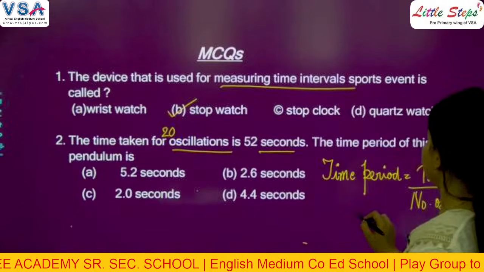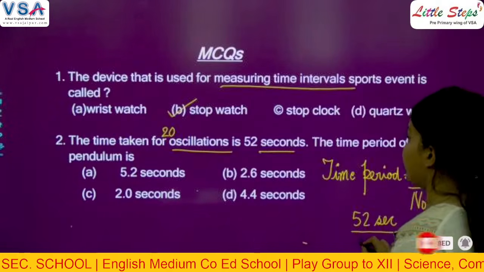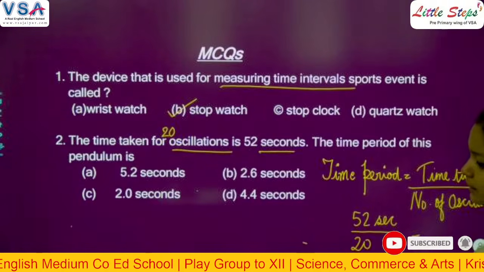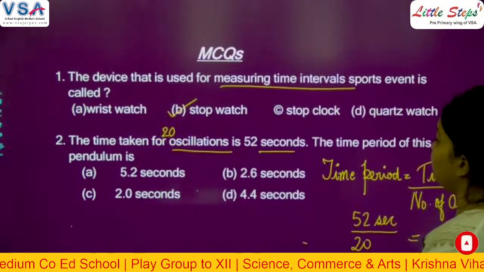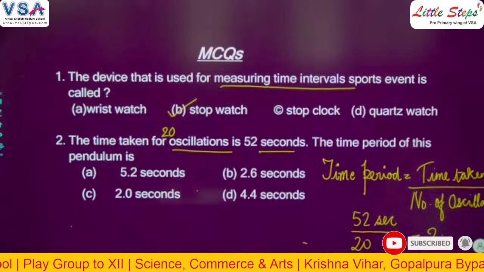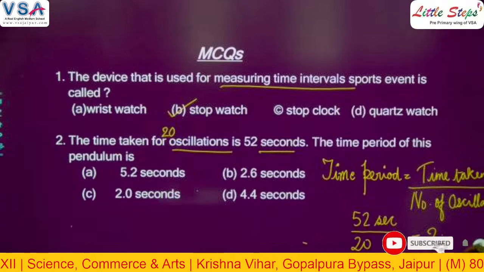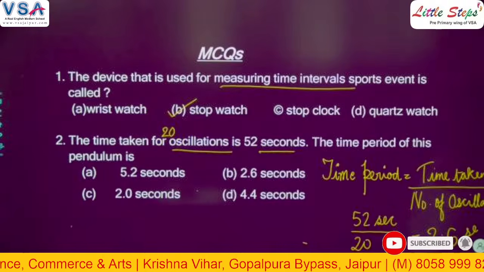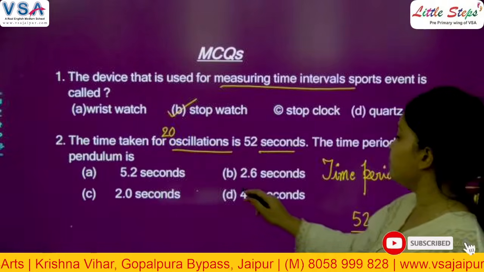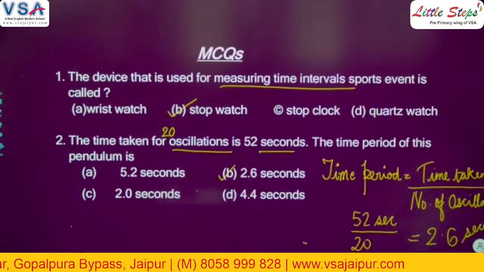So we have time 52 seconds and divide this by 20 oscillations. What we will get? We will get the answer in decimal. 2 twos are 4, 0. Remaining what we have? 12. We need to put decimal and we have 2.6 seconds. So this is the kind of numerical you also see in your paper. Option number B is the correct answer. Option D, no, this is wrong.